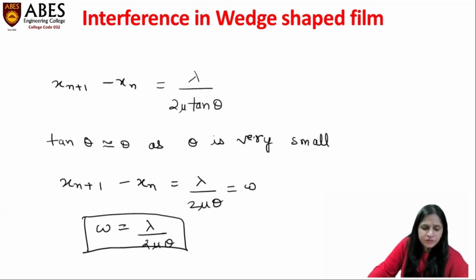Okay. So it is clear from the derivation that the interference fringes are equidistant from one another, right? And it is also an important formula from the numerical point of view. Okay. So now in the next lecture, we will be talking about Newton's ring.